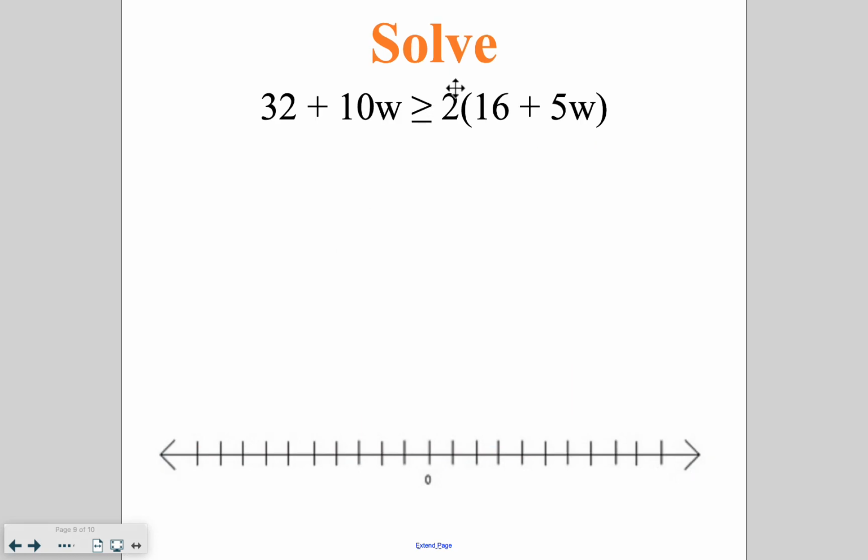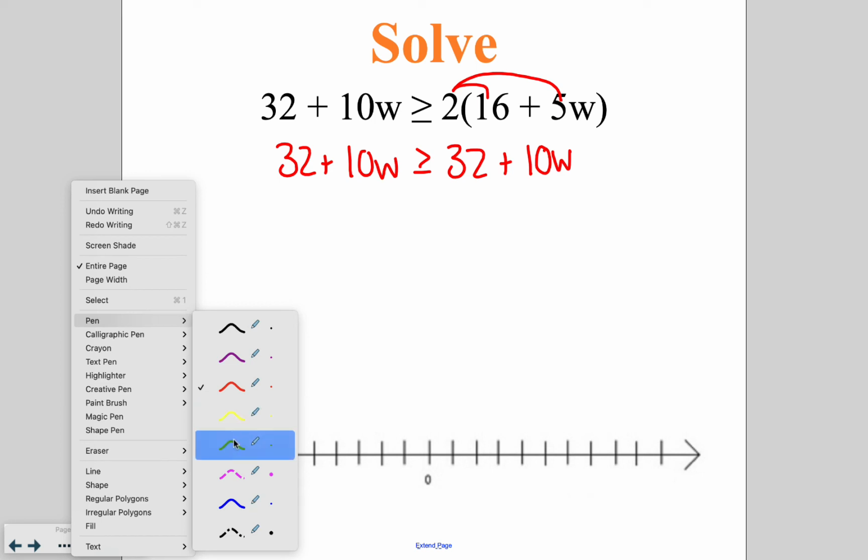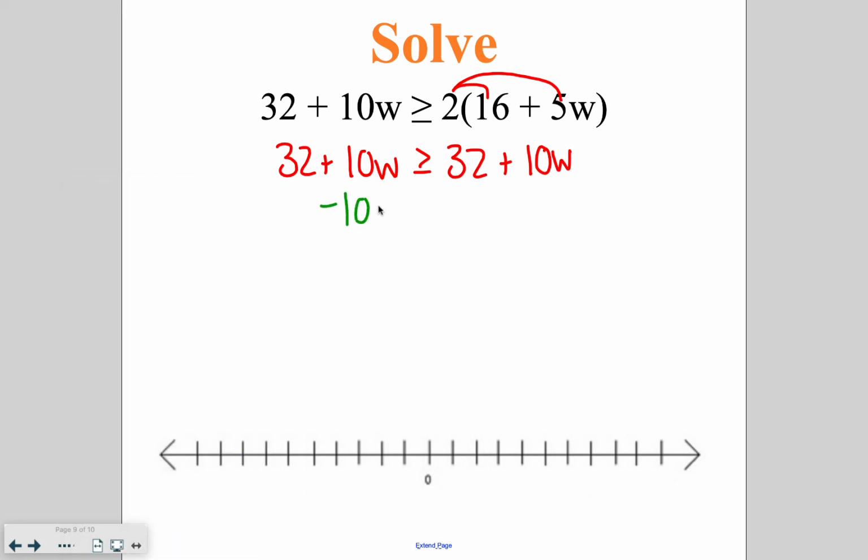So when I distribute on this one, my left side is going to stay as 32 plus 10w is greater than or equal to 32 plus 10w. Then I'm going to go ahead and move my variable. So I'm going to subtract 10w on both sides. That eliminates our variable from the inequality, and it says 32 is greater than or equal to 32.